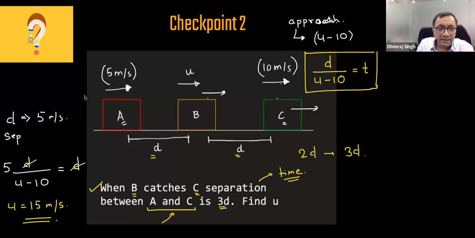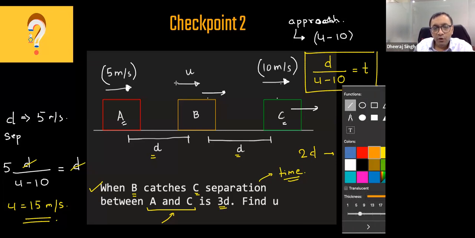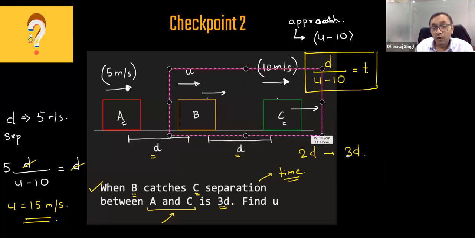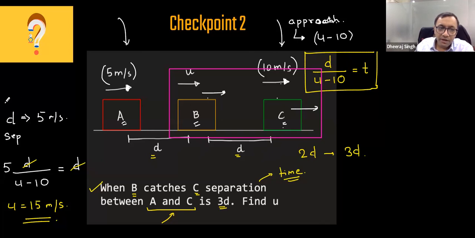Can you please repeat the last step? In the last step, see, the question has two parts, right? The first part is you need to look at B and C. When you look at B and C, they're approaching with a velocity of u minus 10. The time taken for the approach is total distance of approach, which is D, divided by velocity of approach, which is u minus 10. Okay. Then you have to look at A and C. Forget about B then. By the time B approaches C, distance between A and C becomes 3D. So from 2D, it is going to 3D. So total distance of separation is D. Velocity of separation is 5. So 5 into time should be equal to D. Is it clear? Type in.